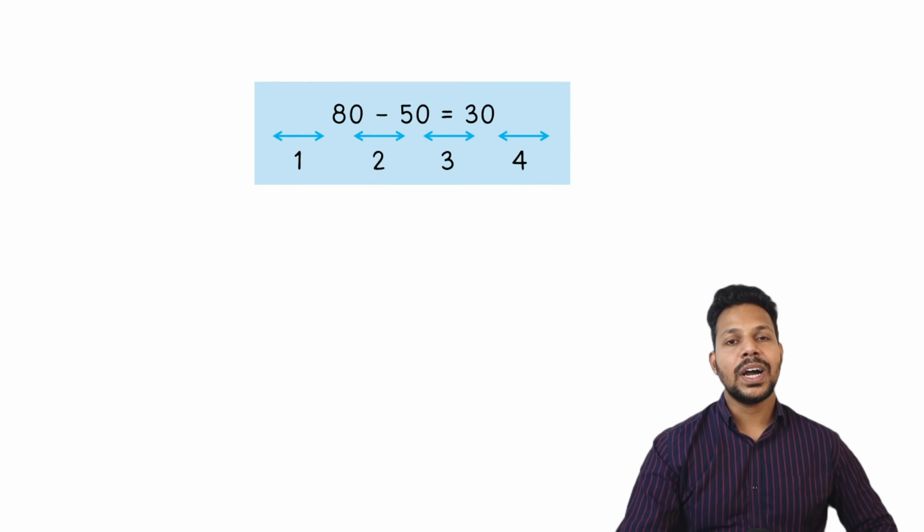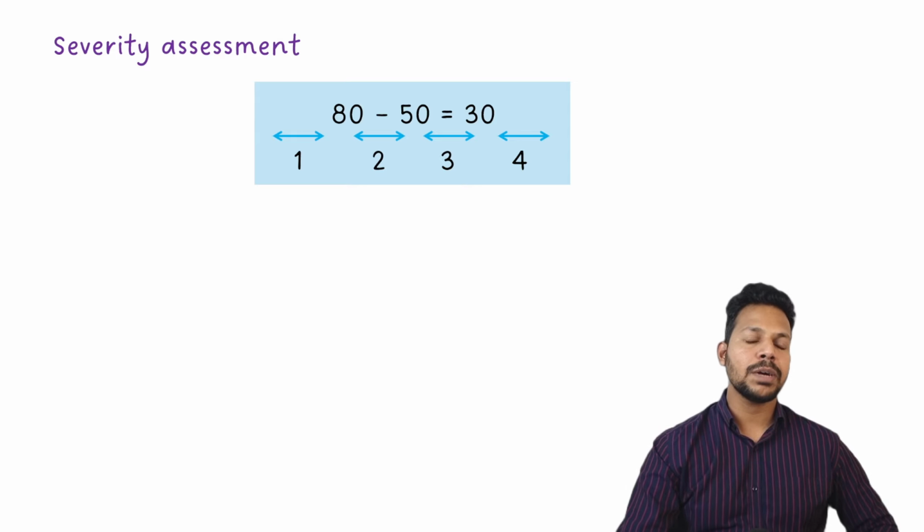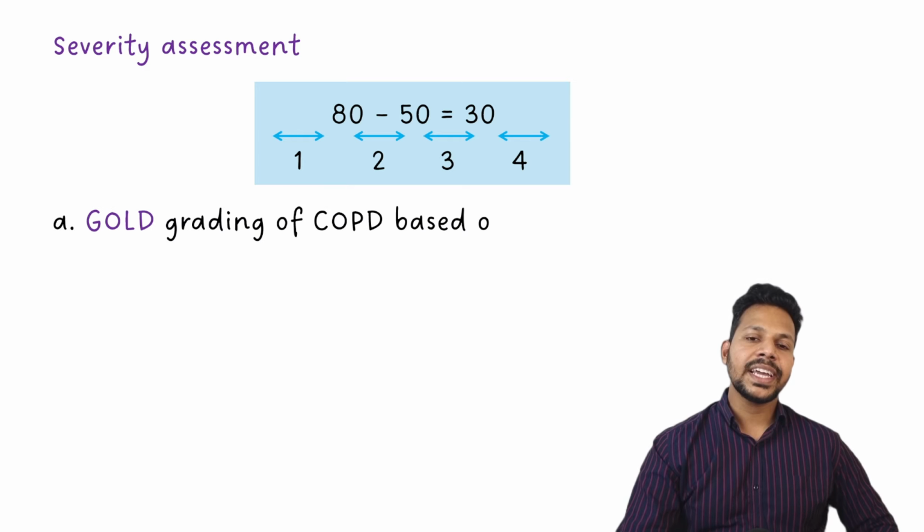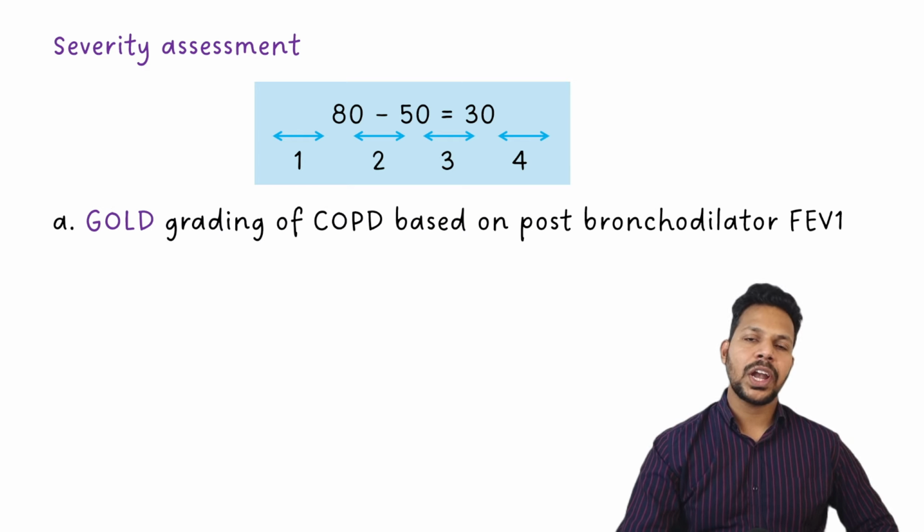Now let's try to assess the severity. This has been given by the GOLD. GOLD stands for Global Initiative for Obstructive Lung Disease. You can simply remember this grading by looking at this mnemonic. 80 minus 50 is equal to 30. This GOLD grading is based upon the post-bronchodilator FEV1.